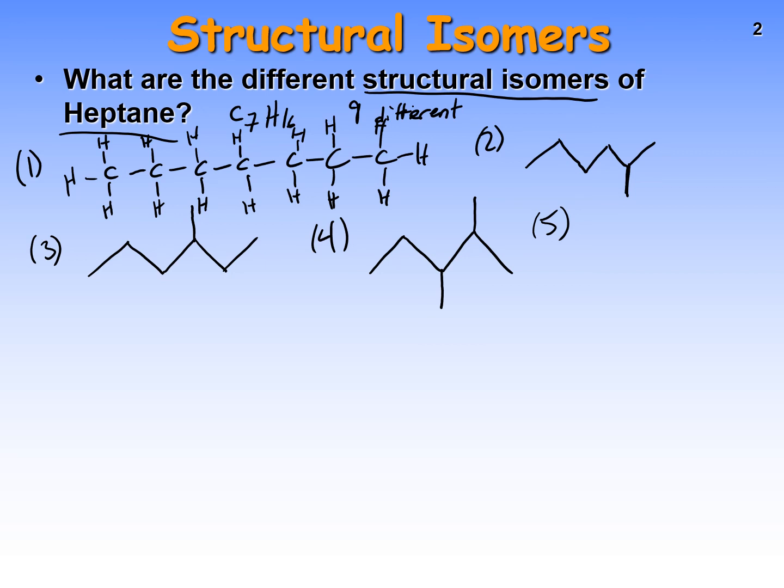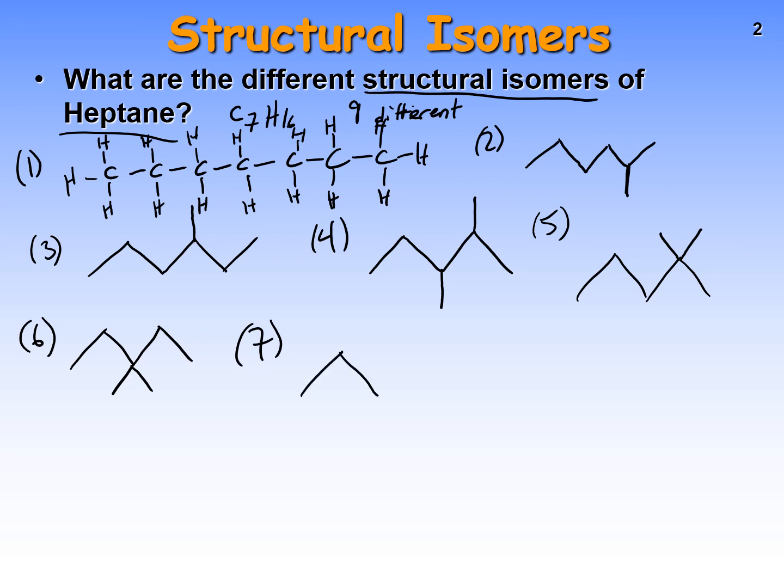I can do a 5th one, also with a chain length of 5. But this time I could put them both on the same carbon, like there. I could do a 6th structure, again with a chain length of 5, but this time I could put them both in the middle. And that's different. I could do number 7, still with 5, right? But now I could do one here and one there. That's different from all the 5 ones.